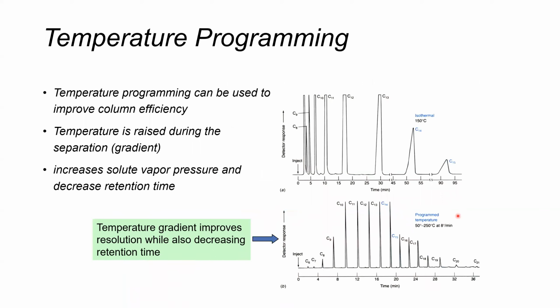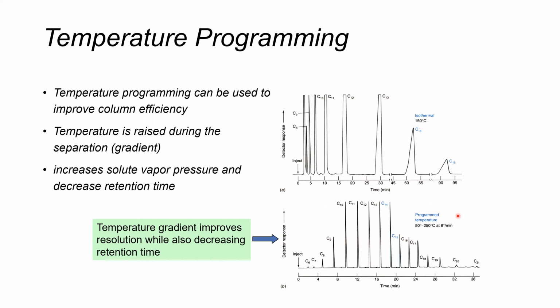Temperature programming can also be utilized to improve column efficiency. So if something is not particularly volatile at a certain temperature, by increasing temperature, you're going to see a difference in the volatilization. So we're going to see how that can improve resolution.